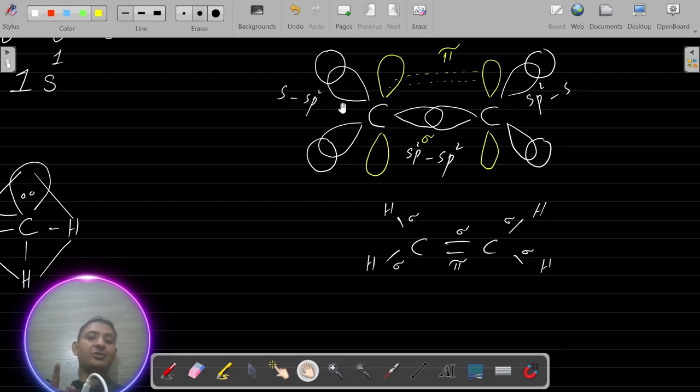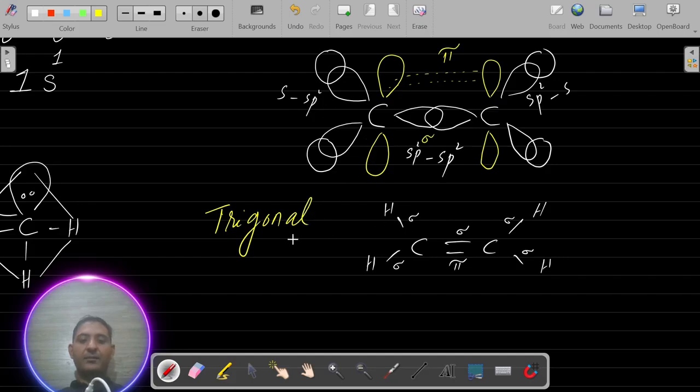Whenever you talk about the geometry of the molecule, its geometry is trigonal, and the bond angle is 120. Bond angle for sp2 is 120.